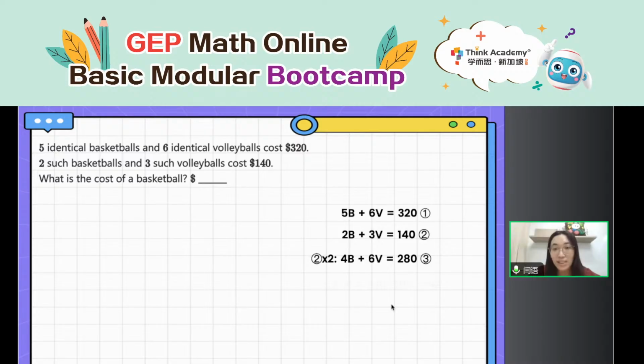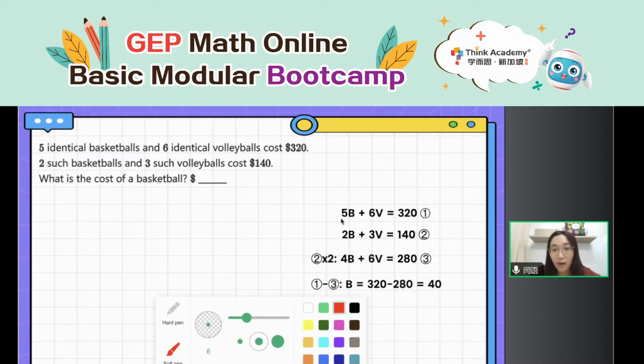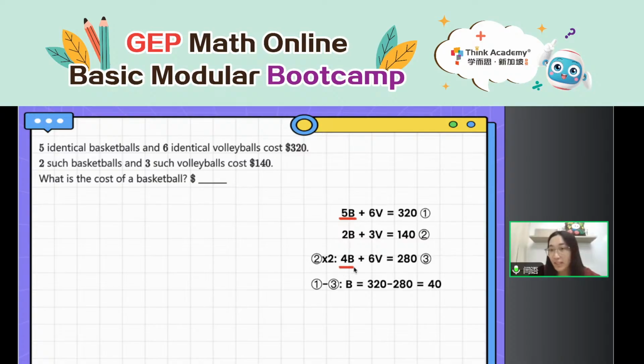Then following this, we just compare equation 1 and equation 3. While you have 5 basketballs, I have 4 basketballs. You have 6b, I have 6b as well. So the same part can just be cancelled. Then we can get 1b equals 40. Yes, so this is the answer. We have 40.